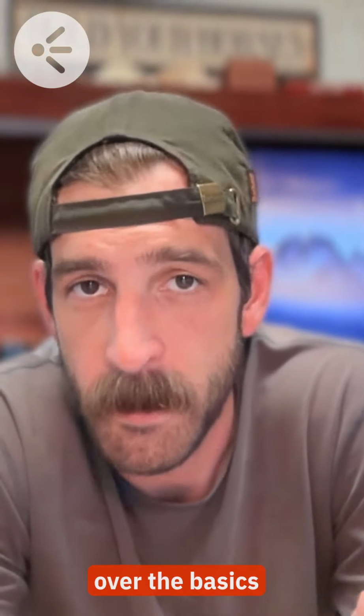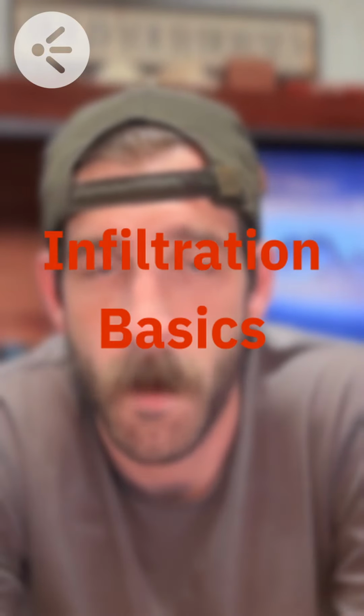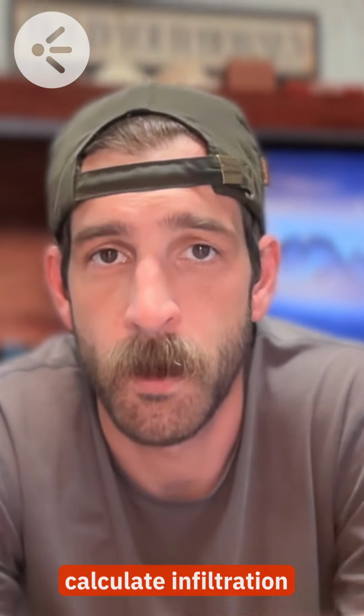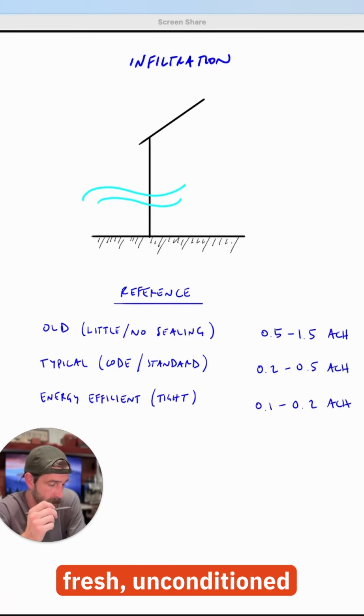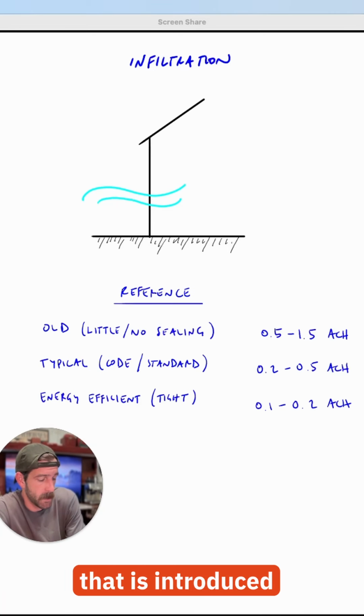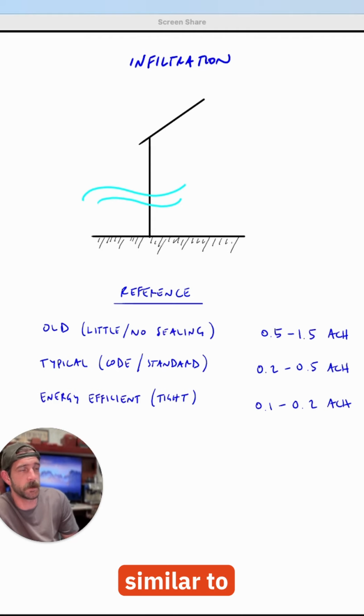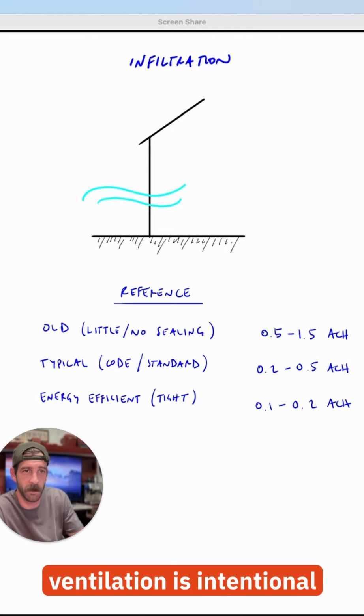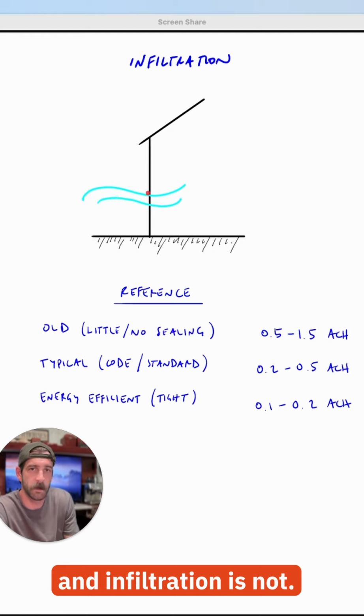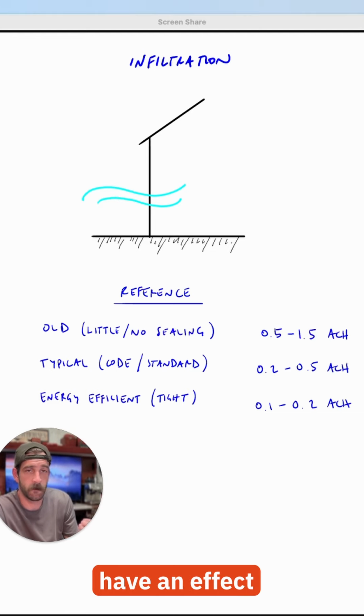I'm going to go over the basics of infiltration, give you some good rules of thumb, and show you how to calculate infiltration airflow. Infiltration is fresh, unconditioned outdoor air that is introduced to the building or the home through natural leakage. It's very similar to ventilation, except ventilation is intentional and infiltration is not. Like ventilation, it does have an effect on your load calcs.